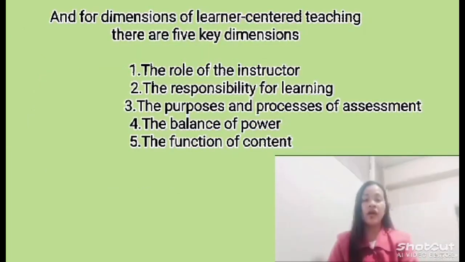And for dimensions of learner-centered teaching, there are 5 key dimensions, which are the role of the instructor, the responsibility of learning, the purposes and processes of assessment, the balance of power, and the function of content.